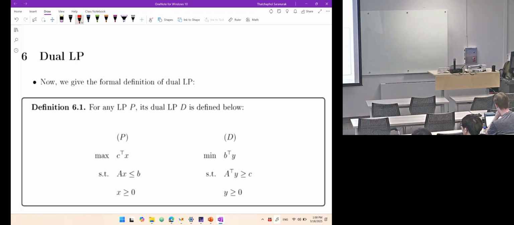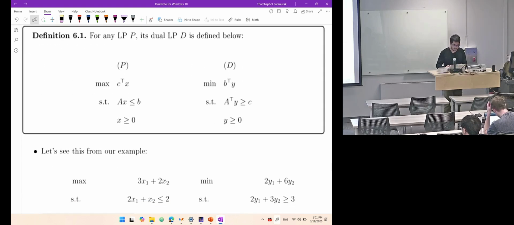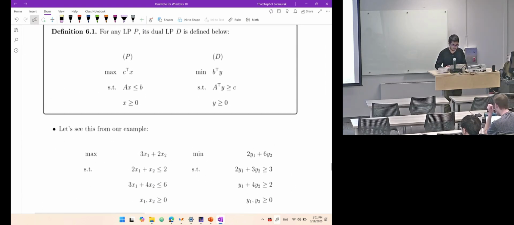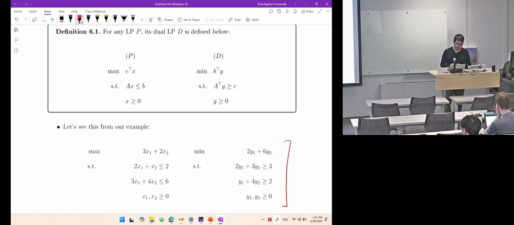For any LP P, the dual LP is just this thing. This is the definition, but you see why this definition is justified by the motivation. This is the thing that we can derive when we want to find the best upper bound of this thing. Okay. And for example, this is an example that we saw. If this is a primal, this is going to be the dual.